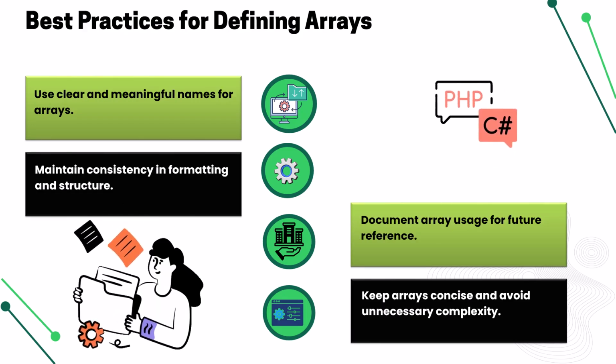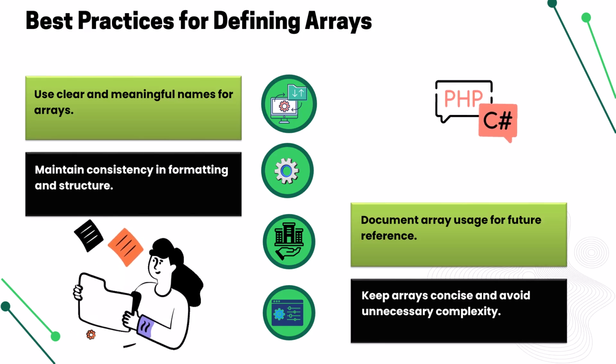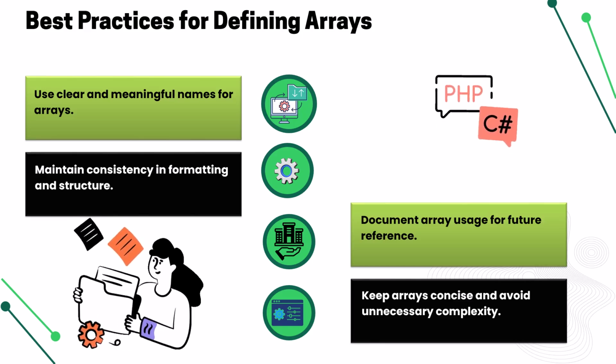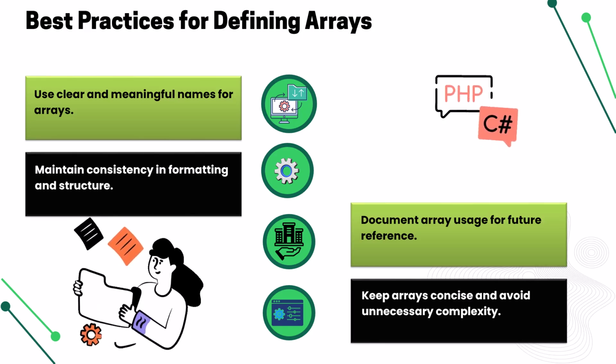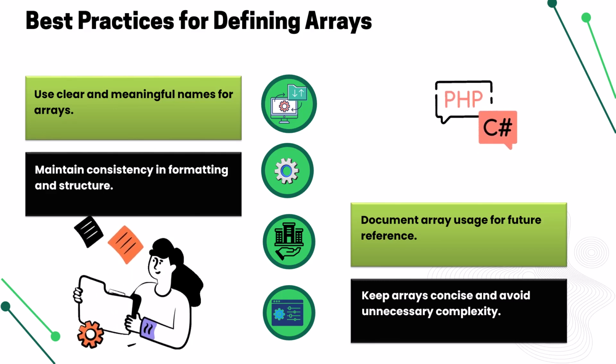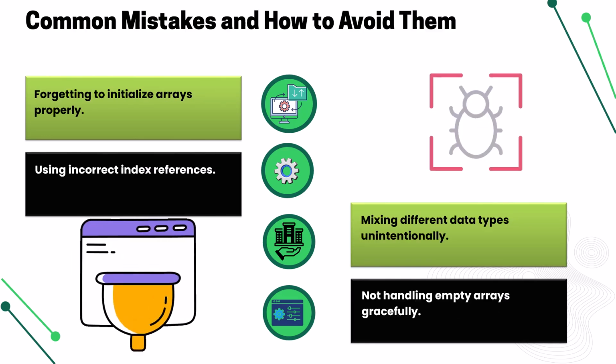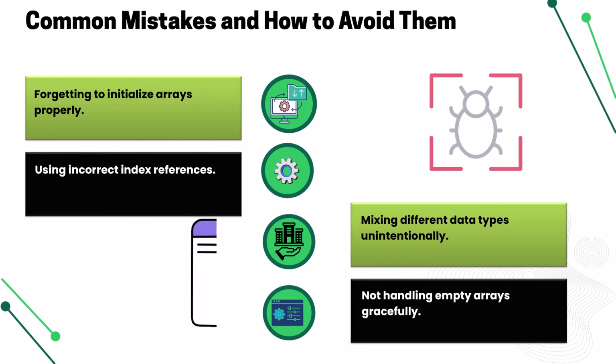Defining arrays is like naming your pets. You need clarity and consistency. Stick to meaningful names, keep the formatting structured, and document them so future you isn't left scratching their head. And hey, let's not get carried away. Simpler arrays make life easier. We've all been there, arrays behaving like rebellious teenagers.